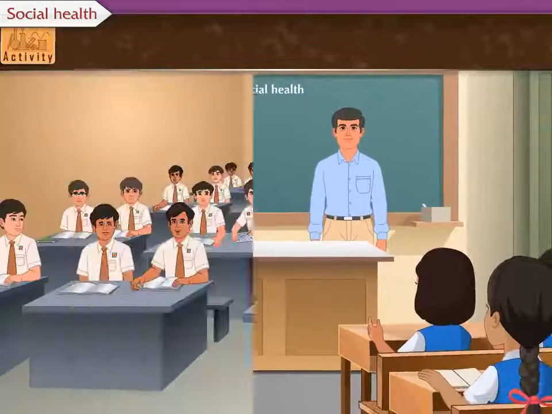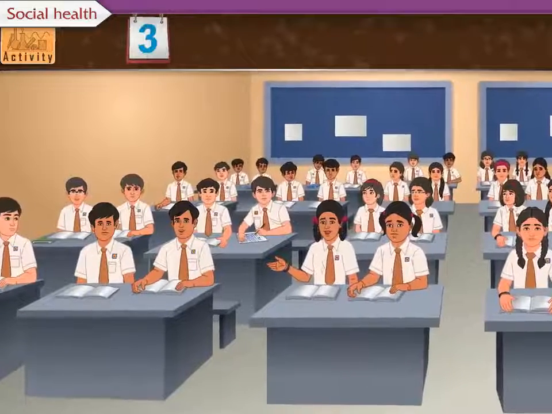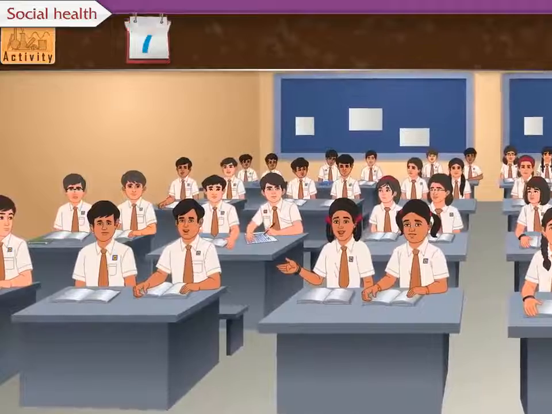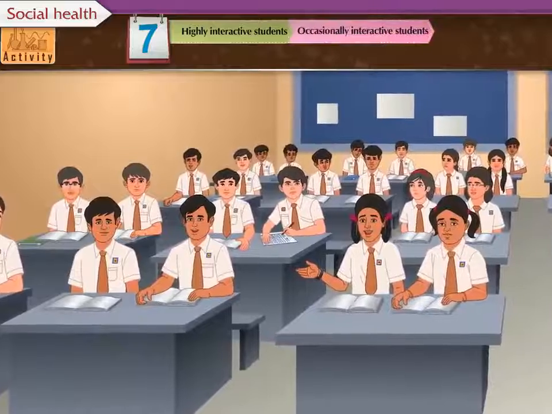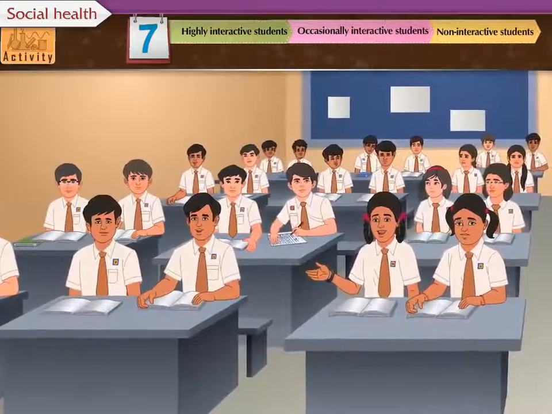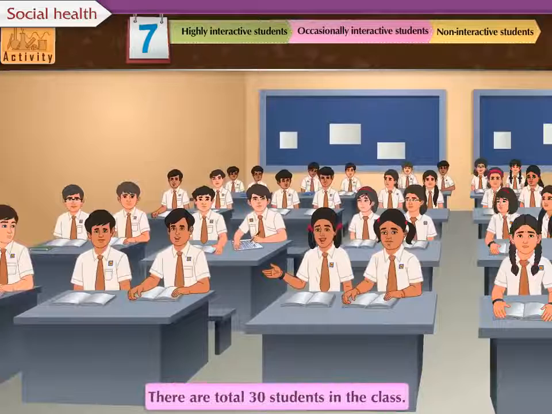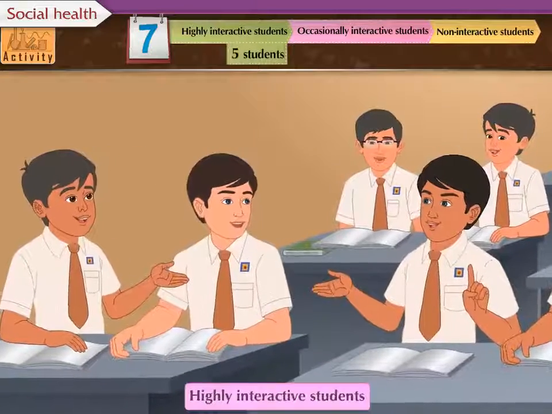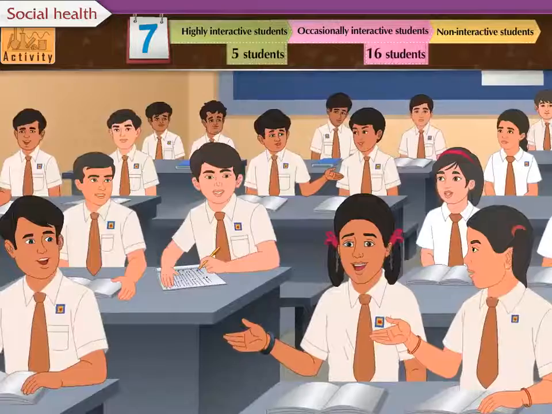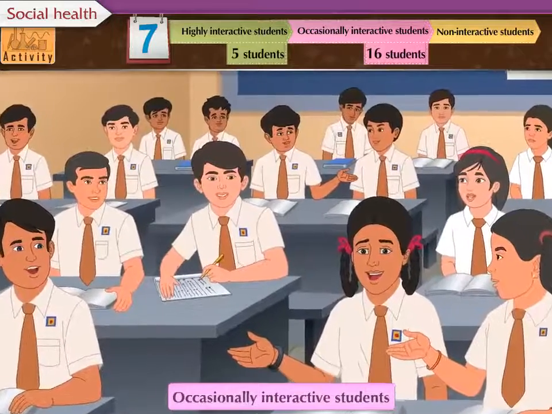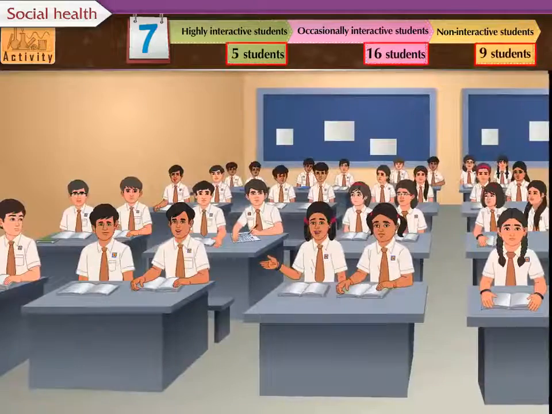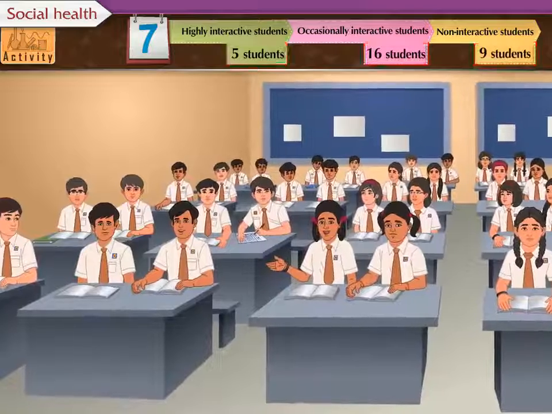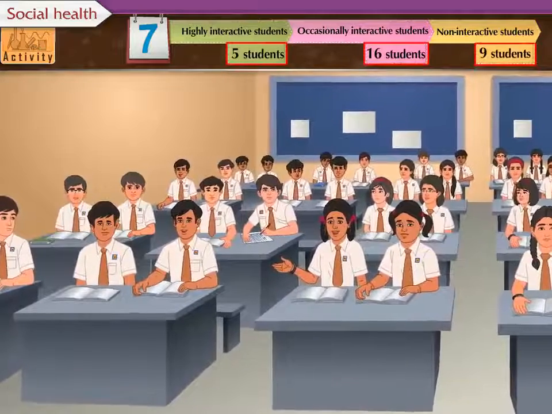Activity. Observe the students of this class for a week and based on the observations, classify them into 3 groups: highly interactive, occasionally interactive, and non-interactive. There are total 30 students in this class. Among them, 5 students are highly interactive, 16 students are occasionally interactive, and 9 students are completely non-interactive. From this observation, we can conclude that maximum students of this class are interactive.